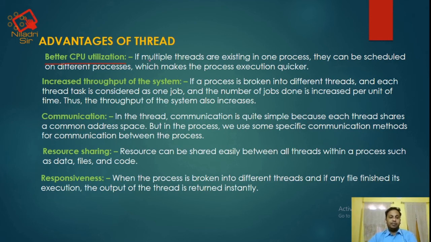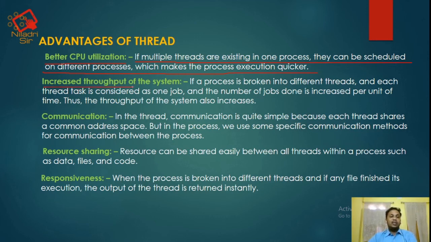The first one is better CPU utilization. That means if multiple threads exist in one process, they can be scheduled on different processors, which makes the process execution much faster. So in case of threads, we execute the process much faster.